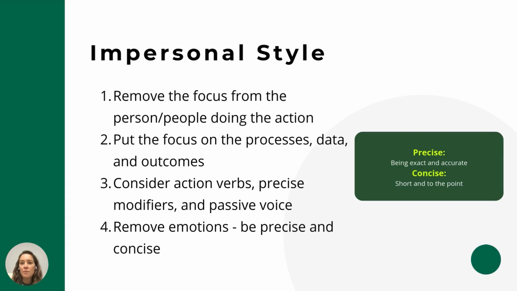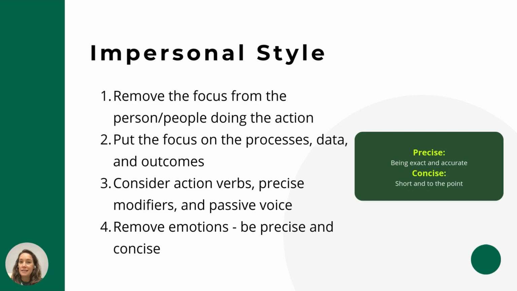So remember that personal style is supposed to be objective and neutral. And we do this by removing the focus from the person or people doing the action and putting the focus on the processes, data, and outcomes. To do this, you can consider using action verbs, precise modifiers, and the passive voice. Also, you want to ensure that you're removing any emotions by using precise and concise language.